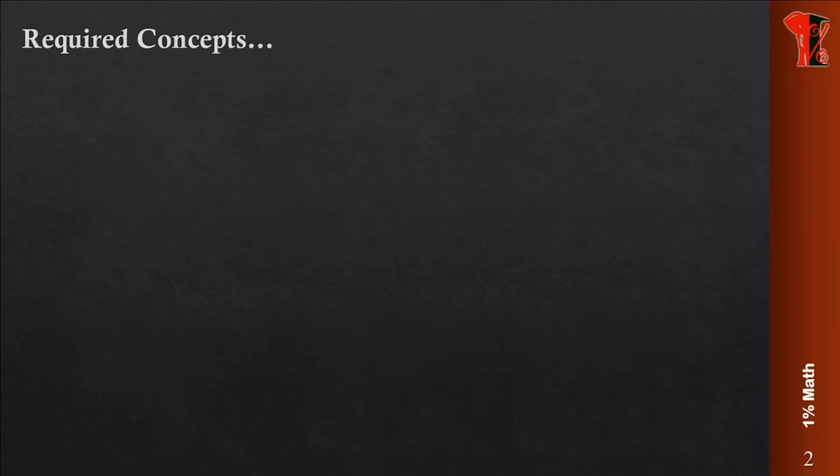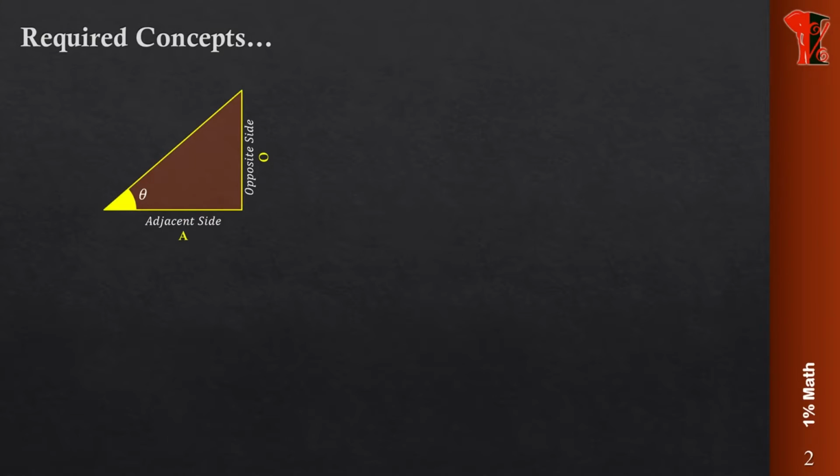First, we all know the right angle triangle, correct? Let us consider this angle as theta. This is the opposite side of that angle, this is the adjacent side, and this is the 90-degree angle, as you all know. Opposite to this angle is the hypotenuse.